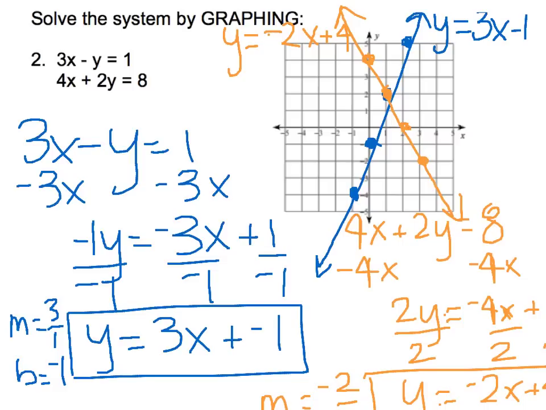Now, I'm not done, of course, until I write my ordered pair. So my ordered pair is this intersection point right here. It is (1, 2). So that, ladies and gentlemen, is how you solve a system by graphing.